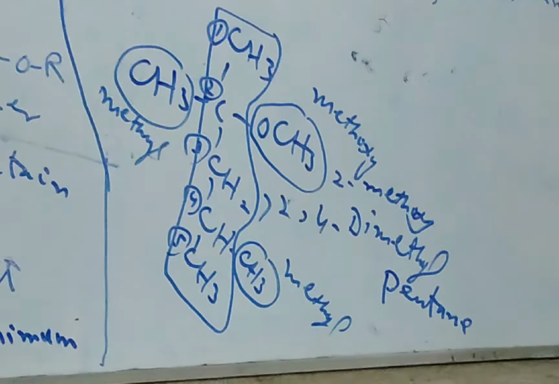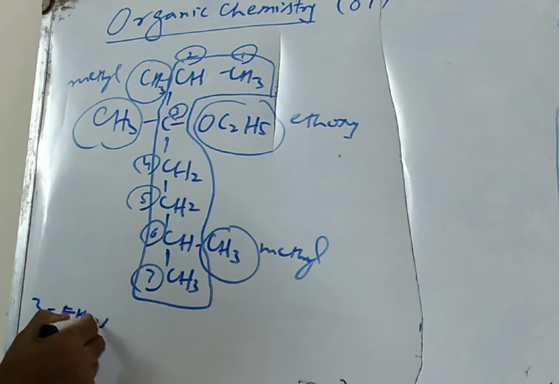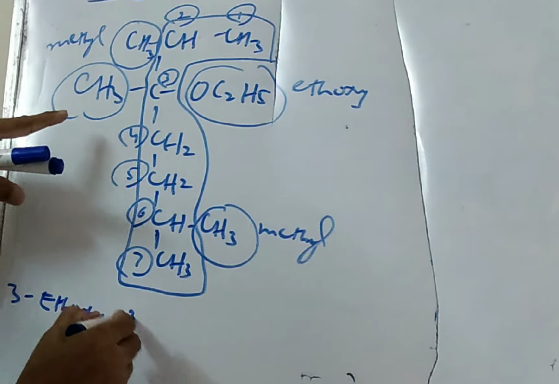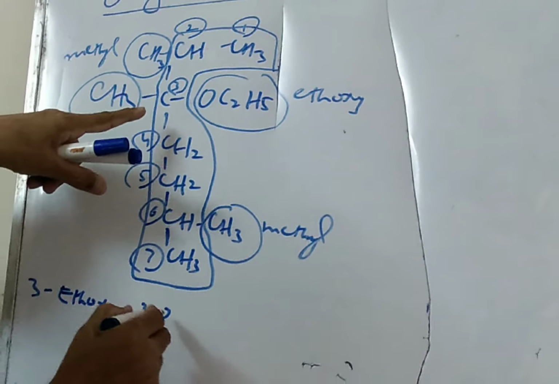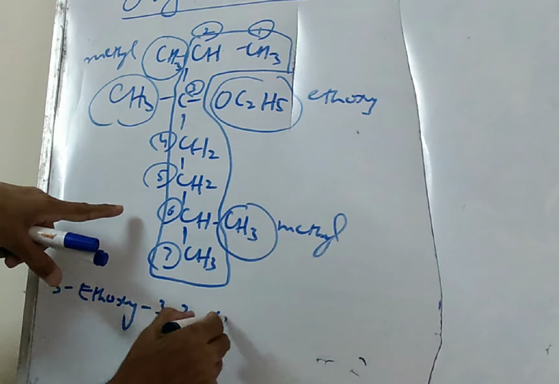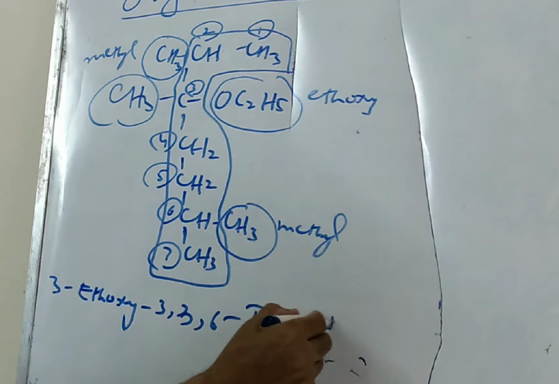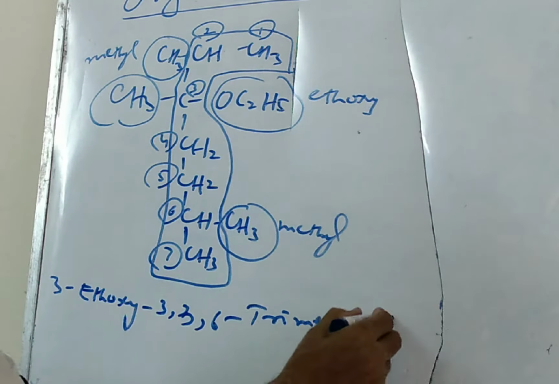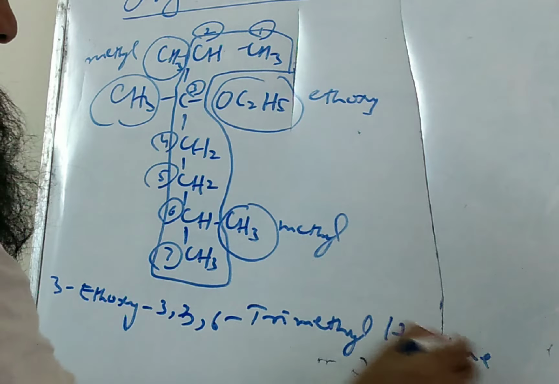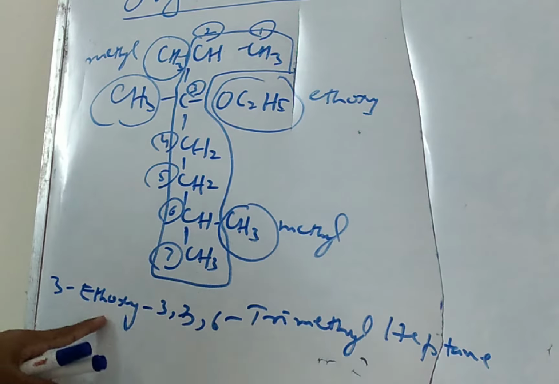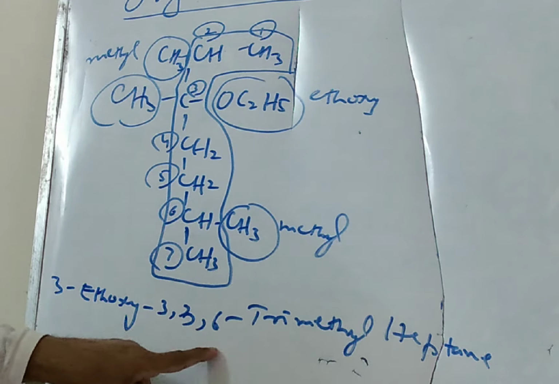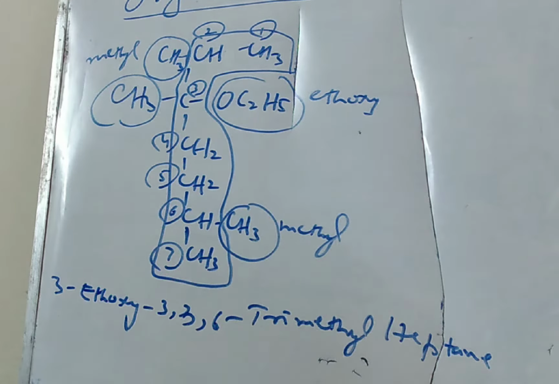Now in this case this is the ethoxy. So you can write 3-ethoxy and then this is the position, that is 3, again comma 3 and then comma 6. This is the trimethyl. 7 means that is the heptane. This is called the IUPAC name. 3-ethoxy comes first and then the name just like alkane. 3-ethoxy, 3,3,6-trimethyl heptane. Consider another example.